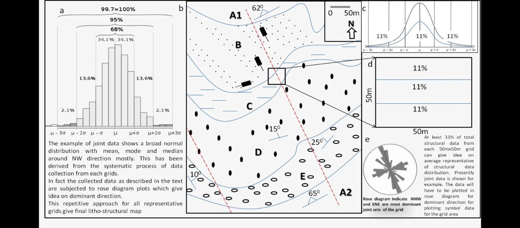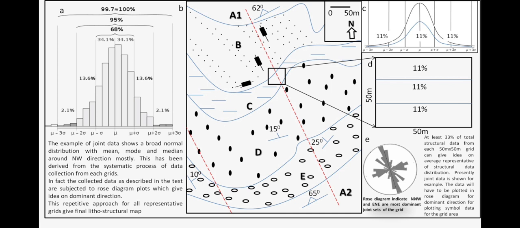So today I am going to discuss plotting of structural data. How to plot strike dip symbol or joint symbol or any structural data on a map, because it is often observed that most of the time the size of the symbol plotted on the map is not at all representative of that particular location or particular small area within that map.